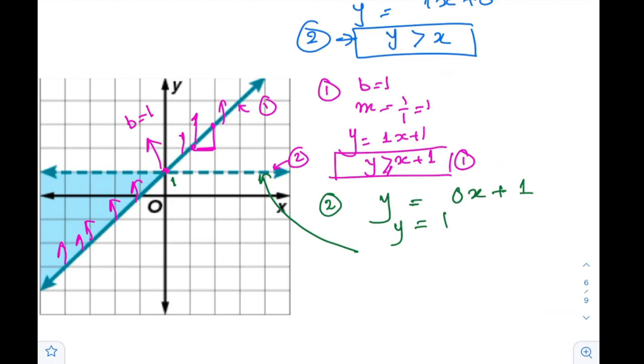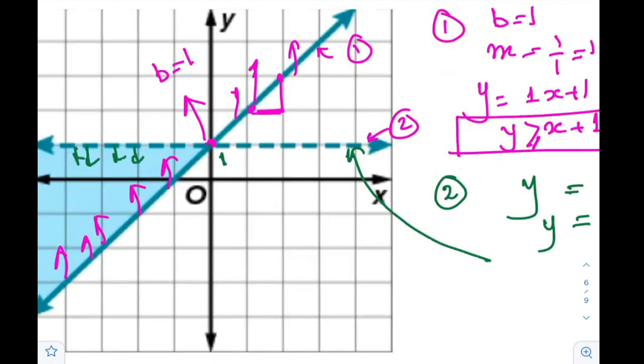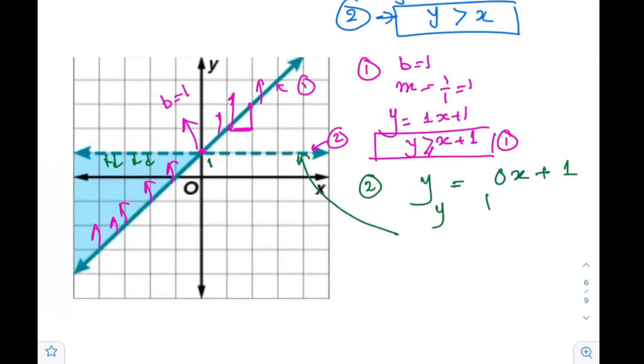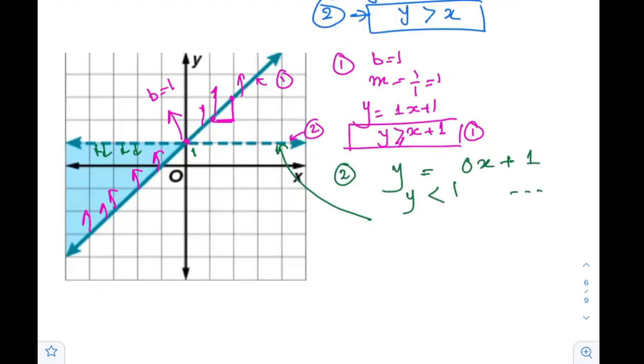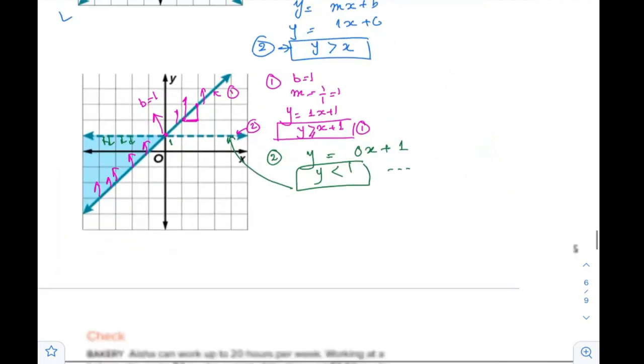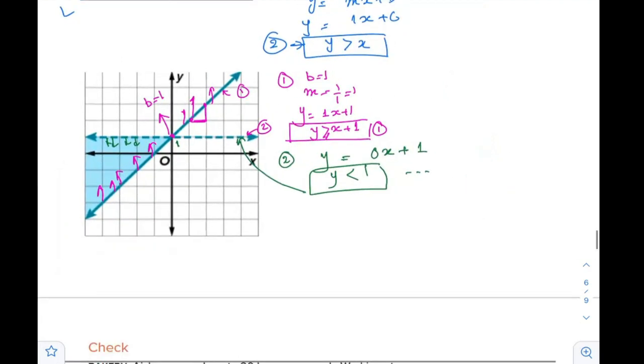Now, where is the shading? It is below the line, so we will put less than. Shall we add equal? No, because it is dotted line or dashed line. So this is the second inequality. This is the system of inequality that we look for.